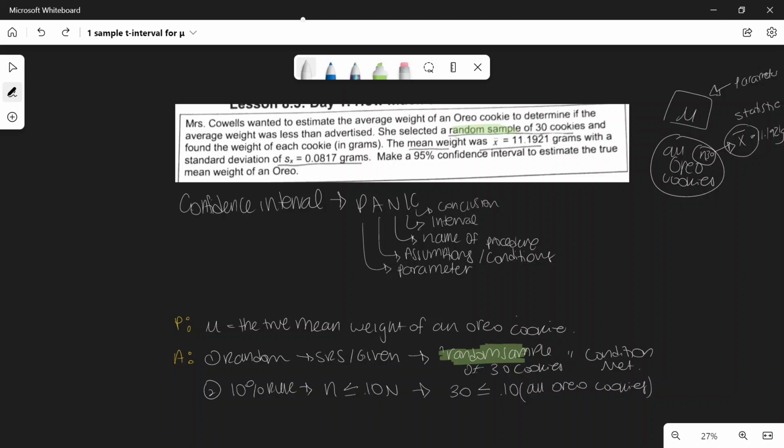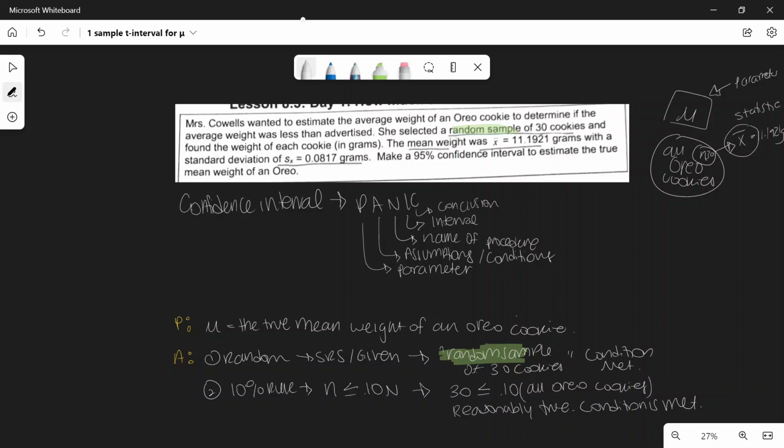I mean, what's in one box of Oreo cookies? I'm pretty sure it's, well, maybe it's less than 30, but probably like 20, 15. But in 2 boxes, it's definitely more than 30. So I'm sure that even 10% of all Oreo cookies is greater than 30. So we're going to say that this is reasonably true. So we're going to say that the condition is met.